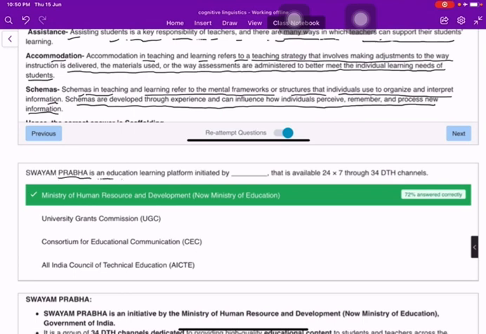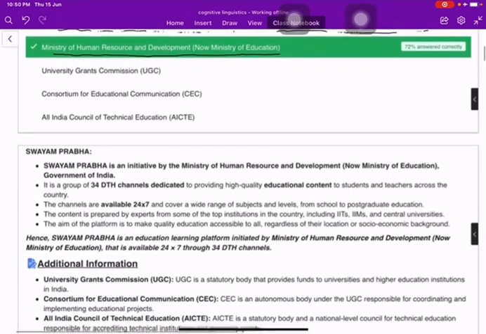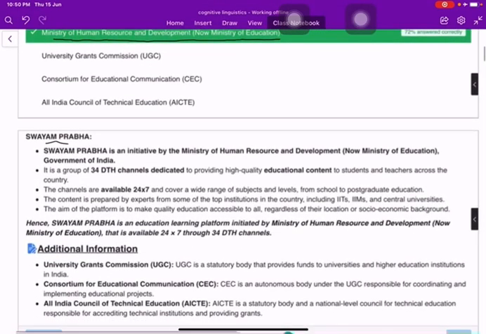Swayamprabha is an education learning platform initiated by whom that is available 24/7 through 34 DTH channels. It is the Ministry of Human Resource and Development, now the Ministry of Education. Swayamprabha is an initiative by the Ministry of Human Resource and Development, now Ministry of Education, Government of India.